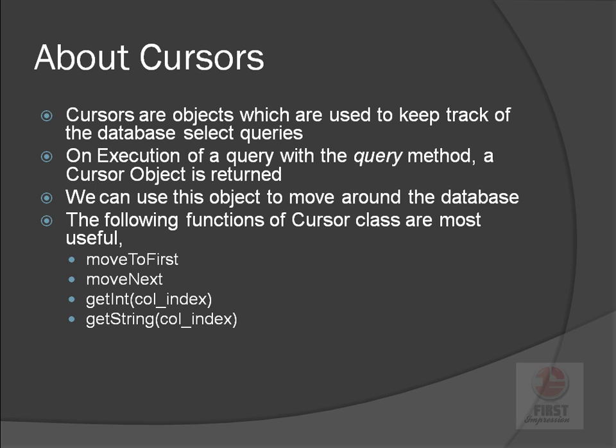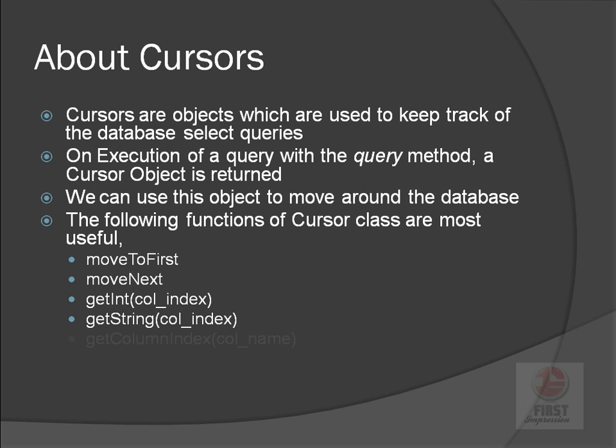Then you have getString. GetString does the same as getInt, but it is used for string columns. For example, name, code, and specialty are strings. So when you say getString 1, it will give you the string of the name of the city. When you say getString 2, it will give you the specialty of the city, and the code of the city.